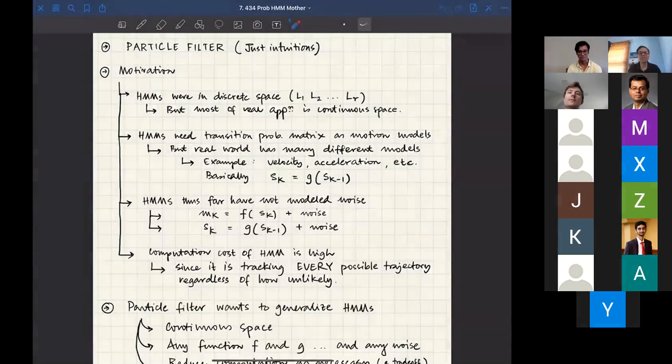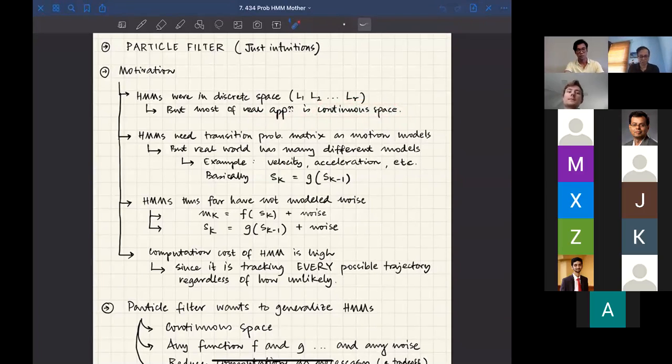The real world is continuous, right? So most real world applications are in continuous space. So we need to be able to bring HMM, or these kinds of Bayesian inference. HMM is a specific case of Bayesian inference. You're inferring where the user's location is using Bayesian logic, right? That's Bayesian, probability of A given B. So we want to bring Bayesian inference to continuous space applications.